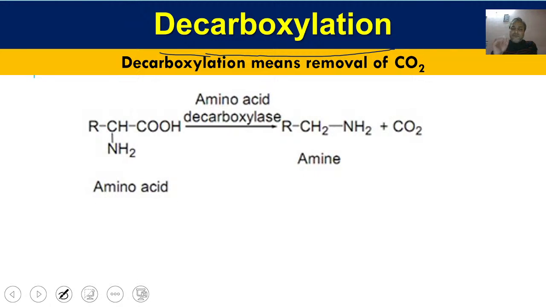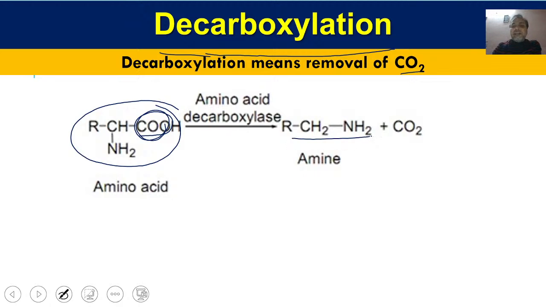We have 20 amino acids, and this is your basic, a normal amino acid. In that case, if you remove the carbon dioxide from here, this CO2 will be removed. So ultimately we will get an amine derivative. Remove this COOH, so it becomes RCH2NH2, like this. This is an amine derivative.